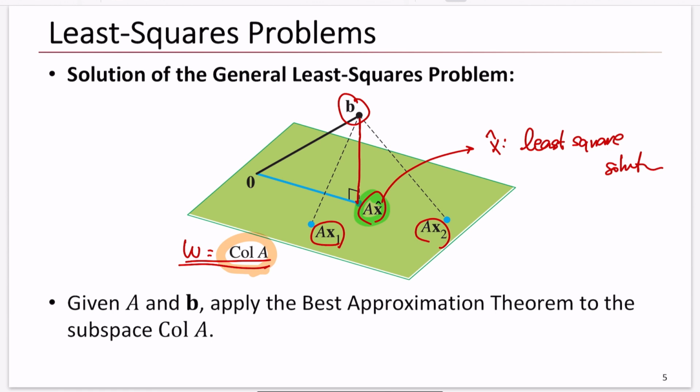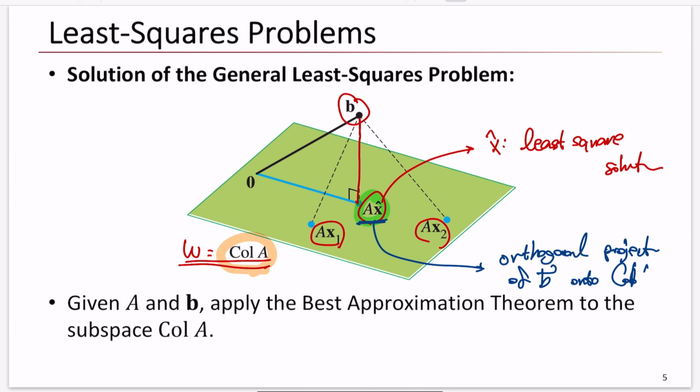Least squares solution. Then we already know that A x hat is the orthogonal projection of b onto the column space of A. Then x hat satisfying this is going to be our solution, the general least squares solution, or just called a least squares solution.